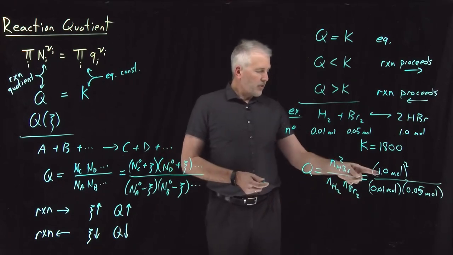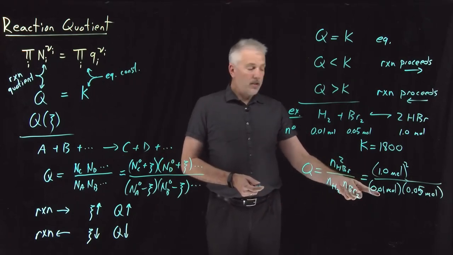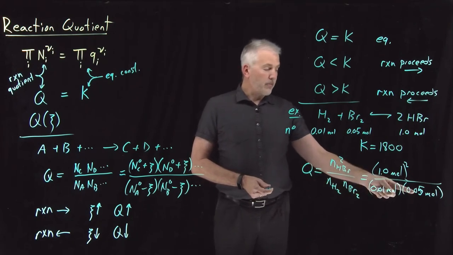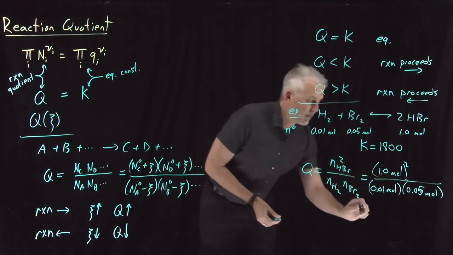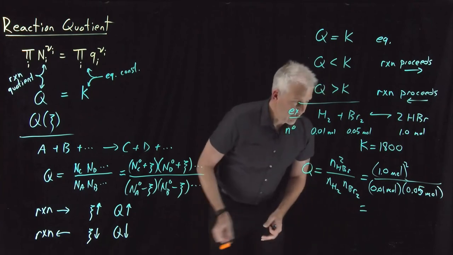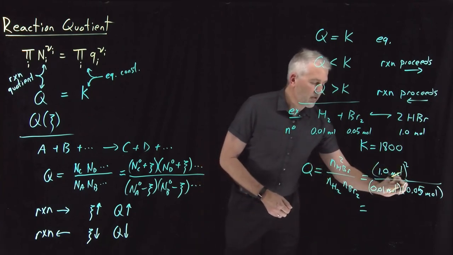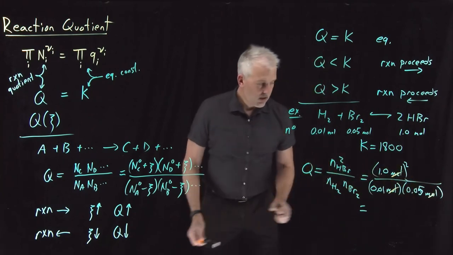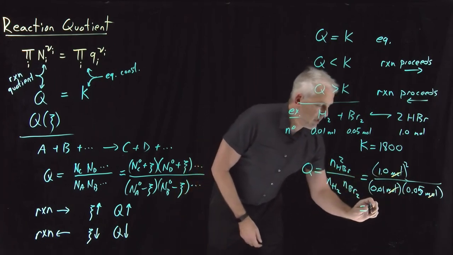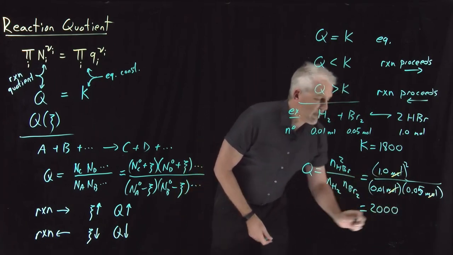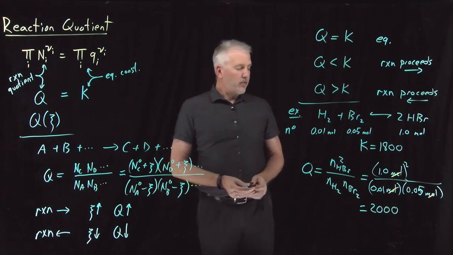So that math's not too difficult. 1 over 0.01 is 100. If I divide by 0.05, that's like multiplying by 20. So that's going to be, again, units are going to cancel conveniently. Moles squared cancels a mole and a mole. 1 times 100 times 20. That works out to a value of 2,000, a unitless value of 2,000.